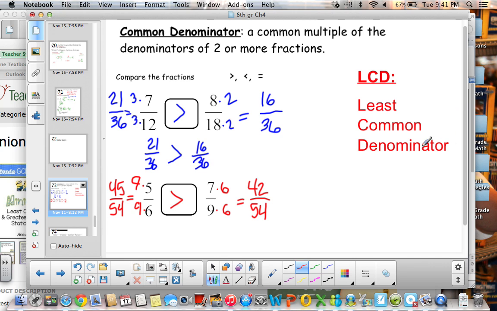All right, and then the least common denominator is just what we were trying to figure out. We figured out that since 12 and 18 both go into 36, and that would have been our least common multiple for 12 and 18, then that is our least common denominator. Our least common denominator for 6 and 9 is 54. So basically it's finding a common multiple. The least common denominator goes along with the least common multiple. It's the lowest one.